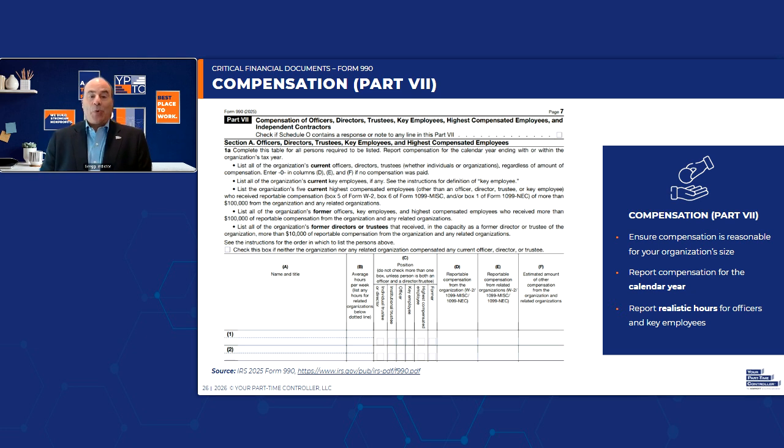Salaries and reported hours should be reasonable for your organization's size. They are reported on a calendar year basis, even though your organization may have a fiscal year end. We do that because they should be tying directly back to the W-2s and 1099s.